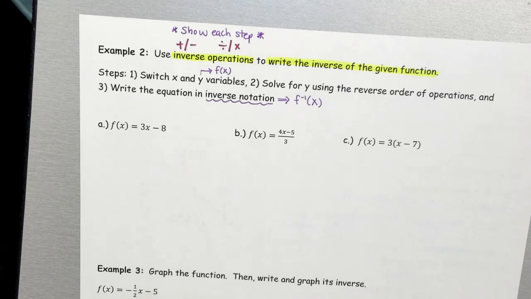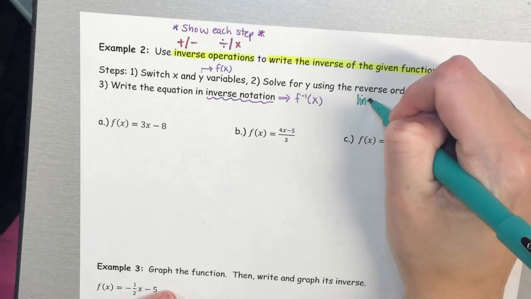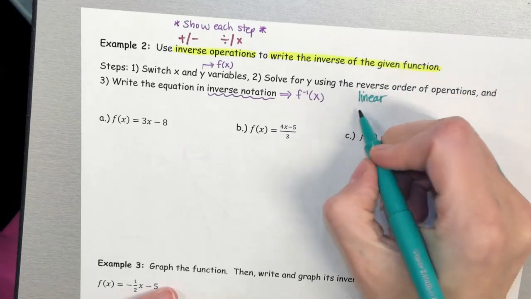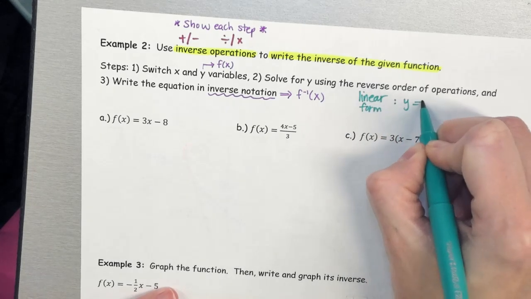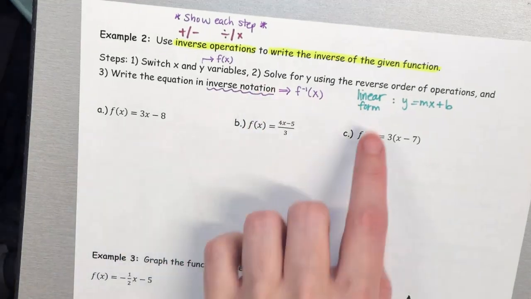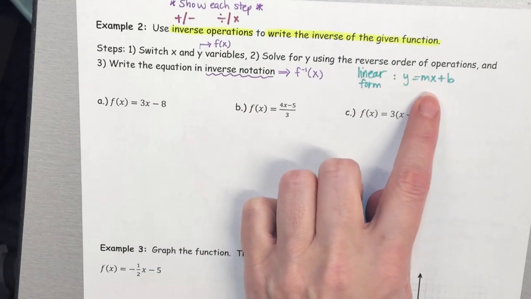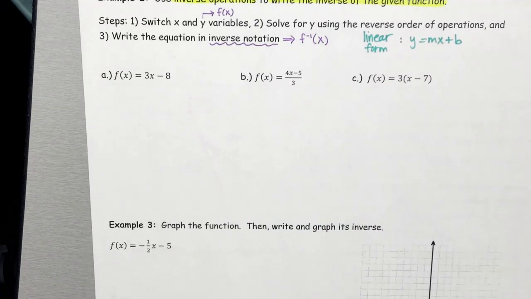Okay, now this year when you're first learning about inverses, we stick to linear functions. And so we're going to use the linear form, y equals mx plus b. And we're also going to be graphing, so this is the most helpful form to have when you are graphing. Okay, so that's what we're going to write them in.